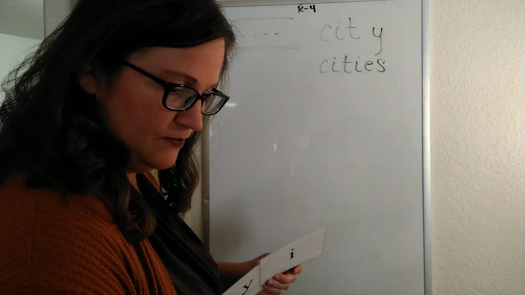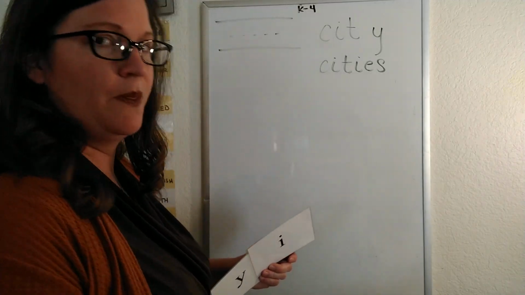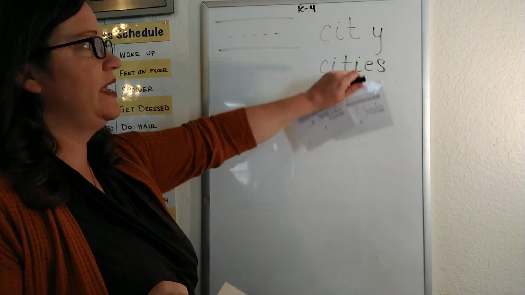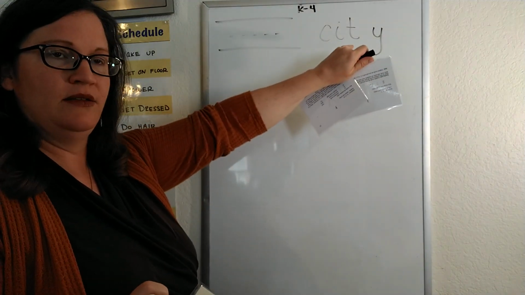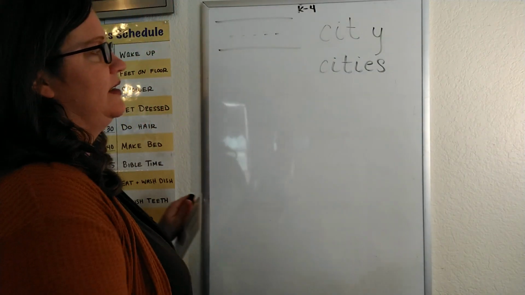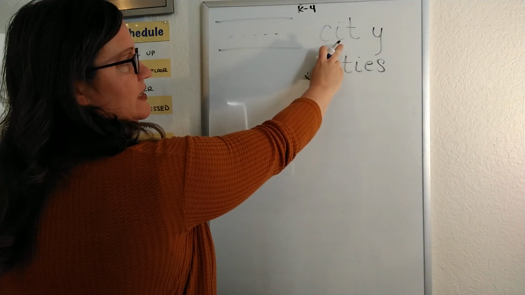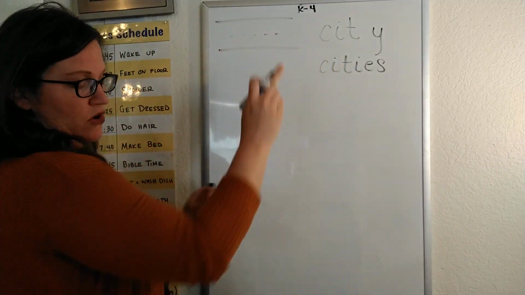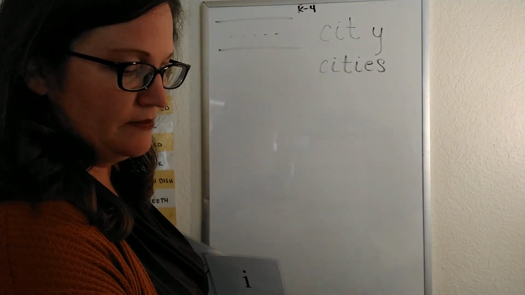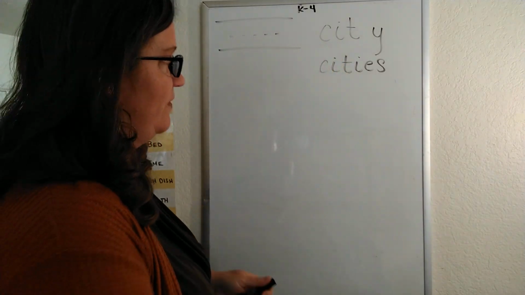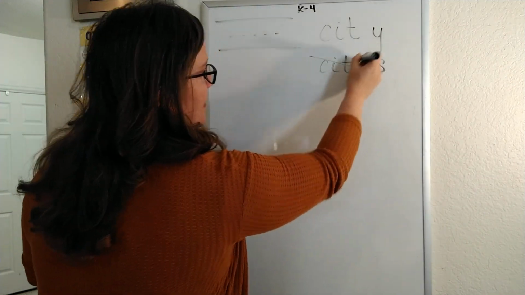Where's my rule? There we go. English words don't end in I. So I can't just go C-I-T-I, right? I've got to have that Y as a stand-in. And then C can say S in front of an E, I, or Y. So you're not having to write cities down. I'm just showing you an example.